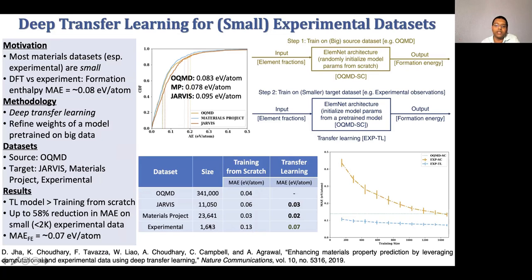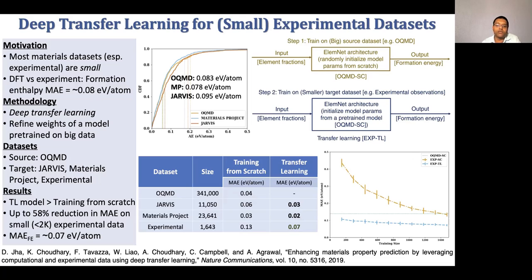So this is the smallest data set, an experimental data set, and this is the learning curve for training from scratch, which can get the best accuracy of about 0.13 electron volts per atom. And transfer learning can go all the way down to 0.07 electron volts per atom. Interestingly, this final accuracy that we got is very similar or even slightly better than DFT's own accuracy, because DFT itself is a simulation, so it has some error with respect to experiment.